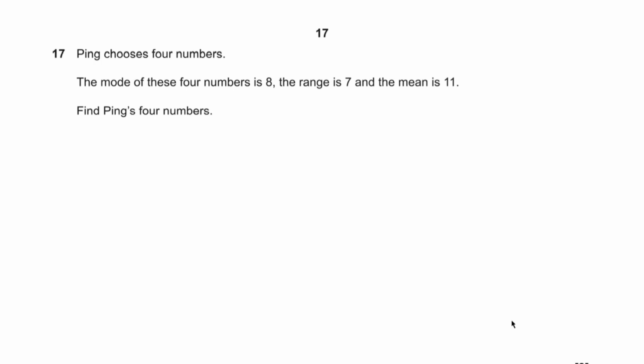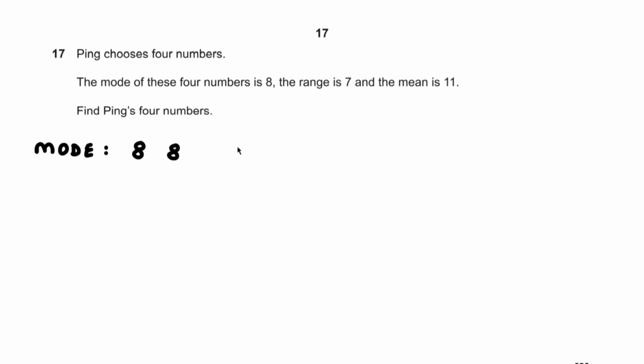Question number 17. Ping chooses 4 numbers. The mode of these 4 numbers is 8, the range is 7, and the mean is 11. We have to find Ping's 4 numbers. So mode means most common. So the most common number is 8. So if the mode is 8, that means that we have at least 2 8s.